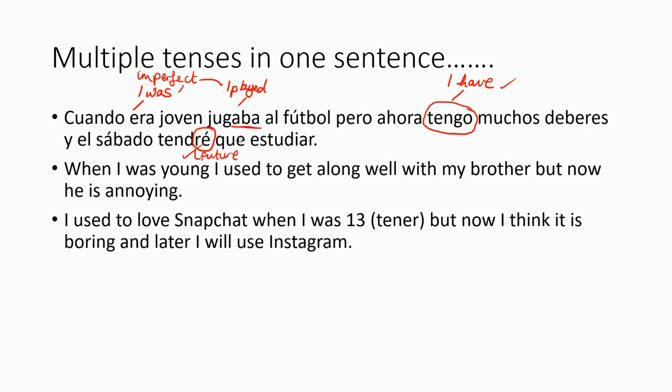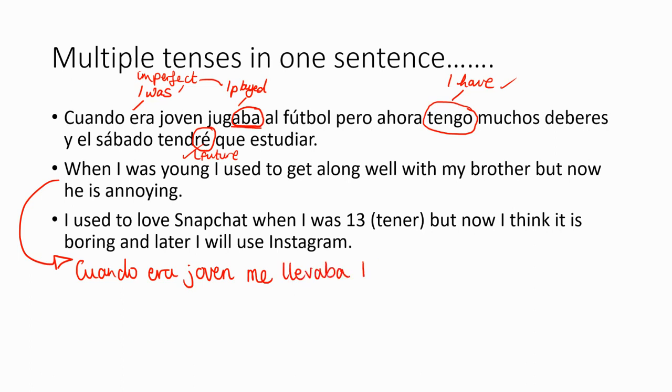Two, there we go. Okay, so when I was young, I used to get along well with my brother, but now he is annoying. Let's do that one first. So, when I was young, we'll take that from our first sentence. Cuando era joven. I used to get along well, right? Me llevo bien. So we want this aber form, don't we? Llevar is an AR verb, so we need aber. So you want me llevaba bien con mi hermano.